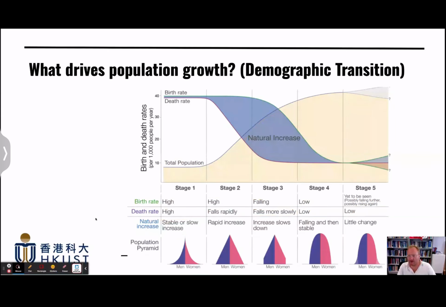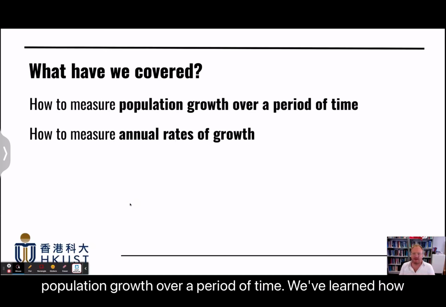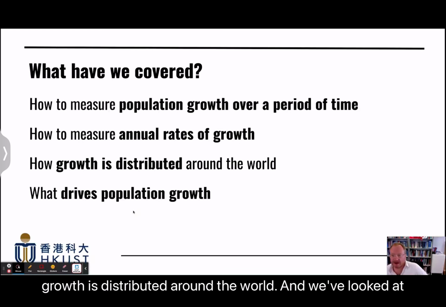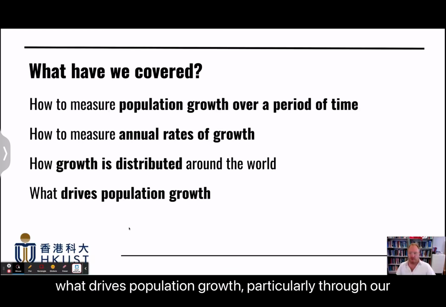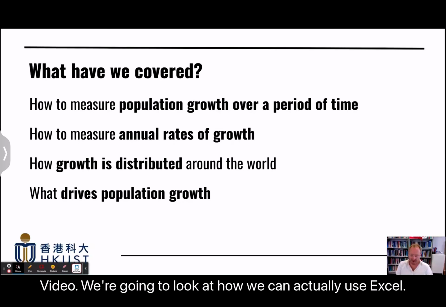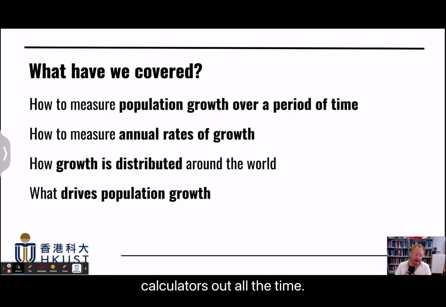So what have we covered here? We've learned how to measure population growth over a period of time. We've learned how to measure annual rates of growth. We've looked at how growth is distributed around the world, and we've looked at what drives population growth, particularly through our demographic transition framework. Now, in the next video, we're going to look at how we can use Excel to speed this up a little bit, so we don't have to be getting our calculators out all the time.